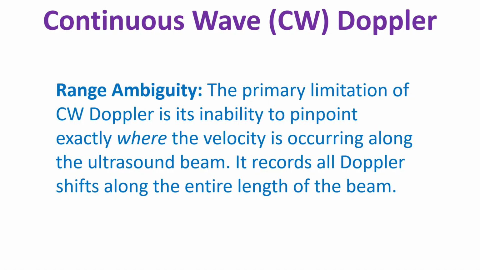Range ambiguity. The primary limitation of CW Doppler is its inability to pinpoint exactly where the velocity is occurring along the ultrasound beam. It records all Doppler shifts along the entire length of the beam.